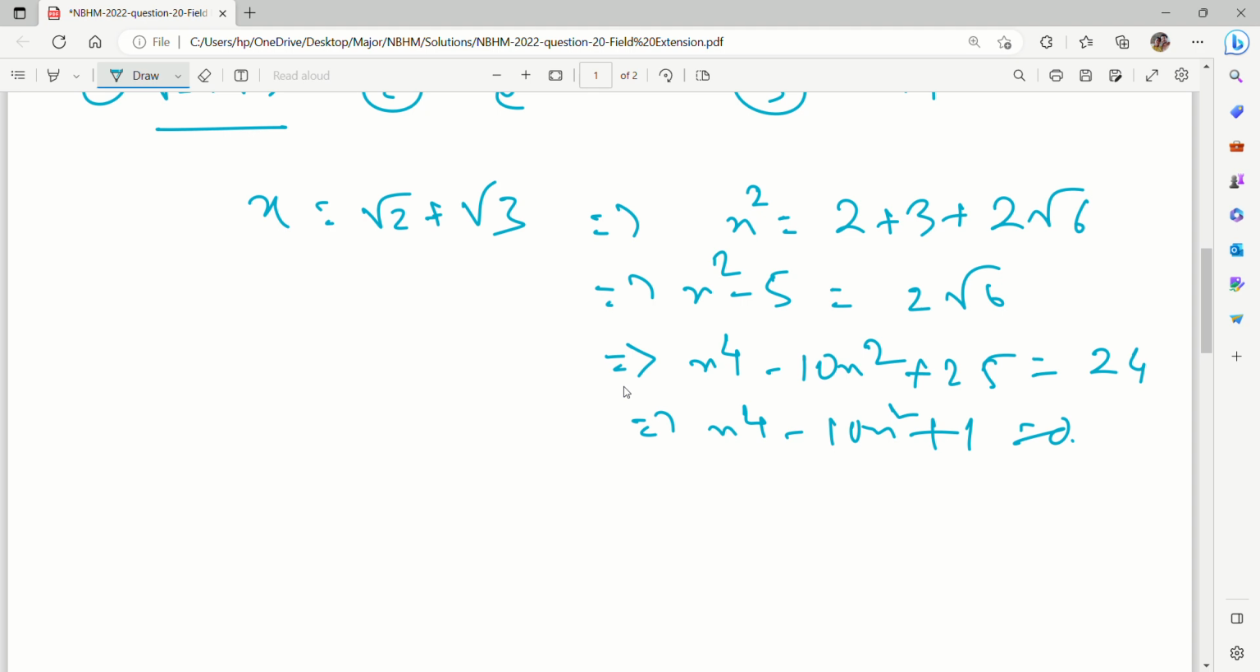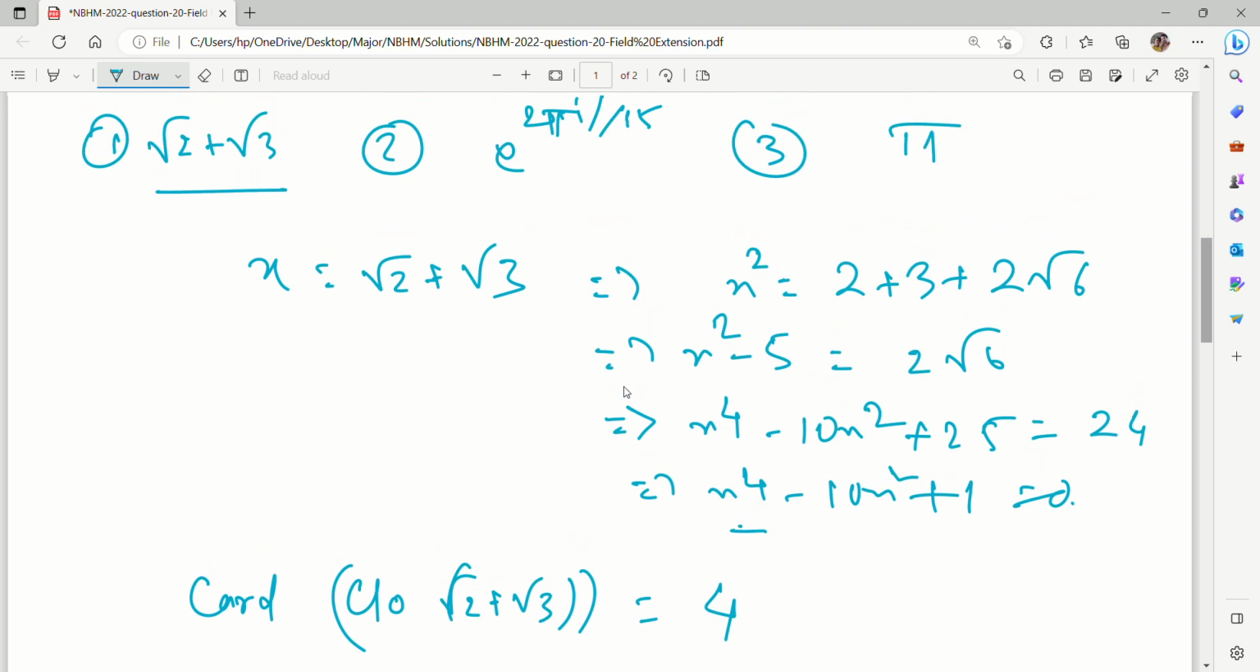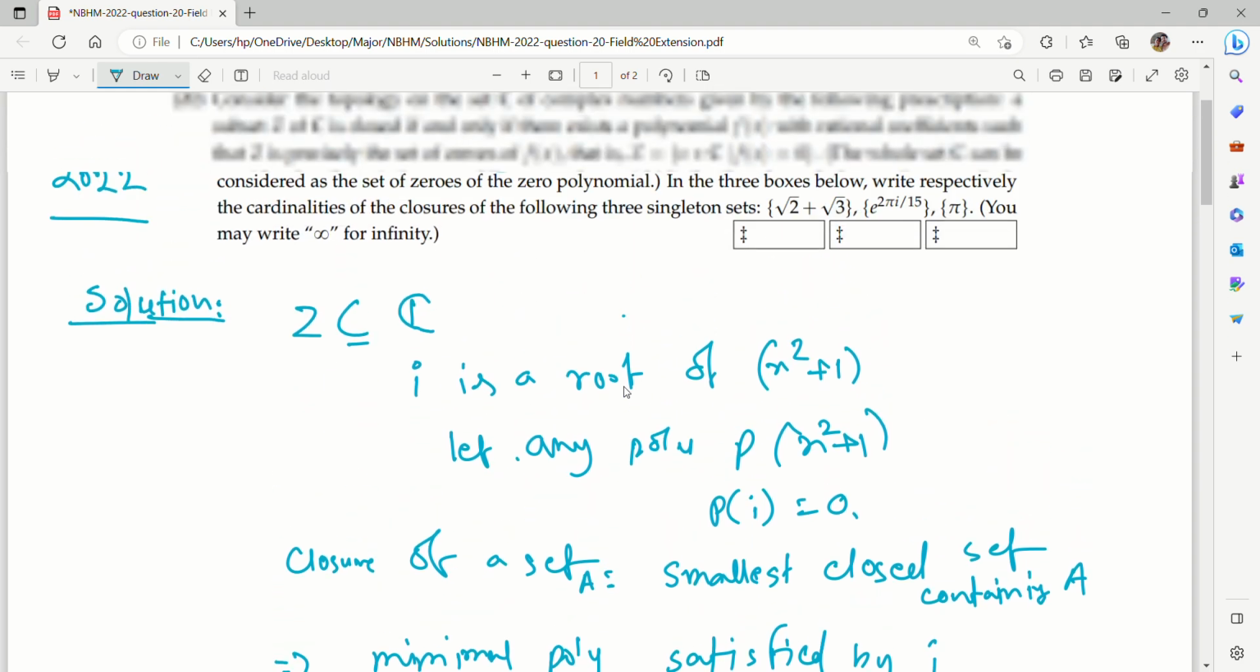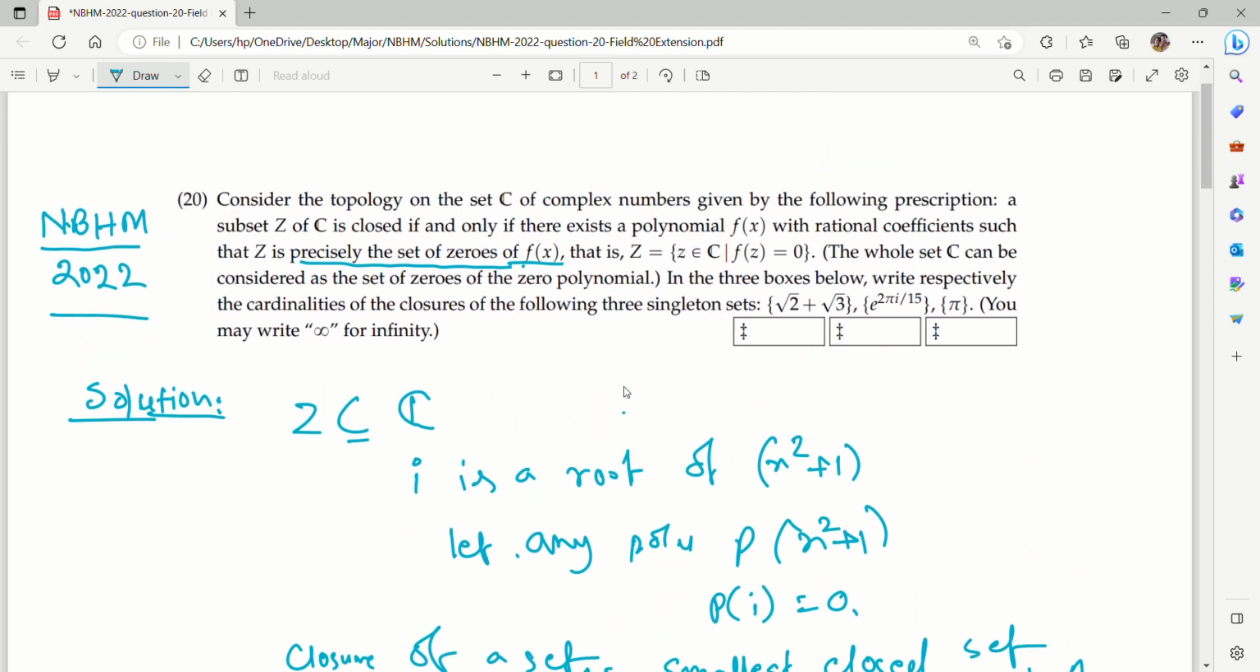And what is the degree? So the degree is 4. So the cardinality of the closure of root 2 plus root 3 will be equal to 4. I think this is clear, right? So in this question basically they're asking the degree of field extension for the following numbers: root 2 plus root 3, exponential 2 pi I by 15, and pi.